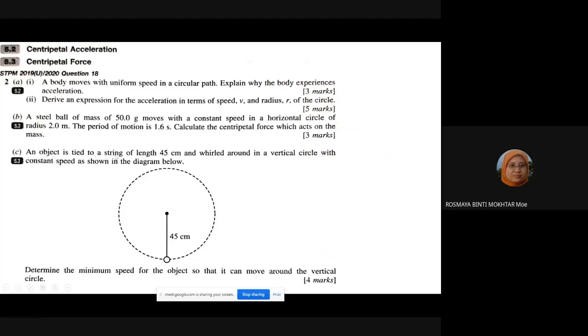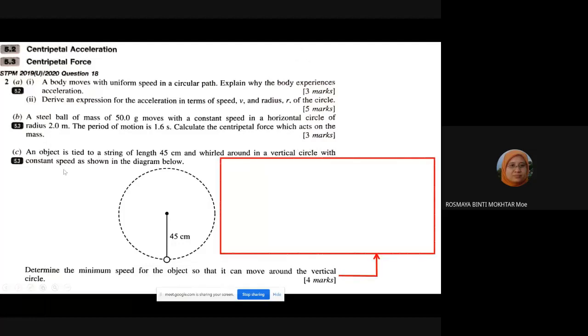An object is tied to a string of length 45 cm and whirled around in a vertical circle. So this is a vertical circle, not horizontal, with constant speed. Determine the minimum speed for the object so that it moves around the vertical circle. For question C, at the peak here we have forces. The force acting on the object is the weight, and this is a string, so we have tension in the string also.